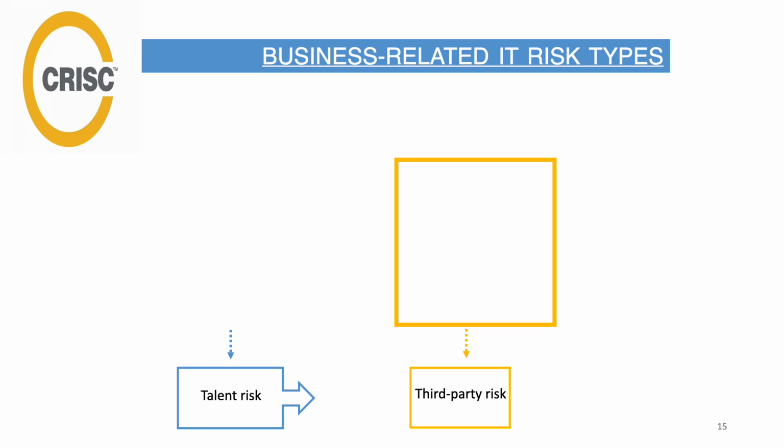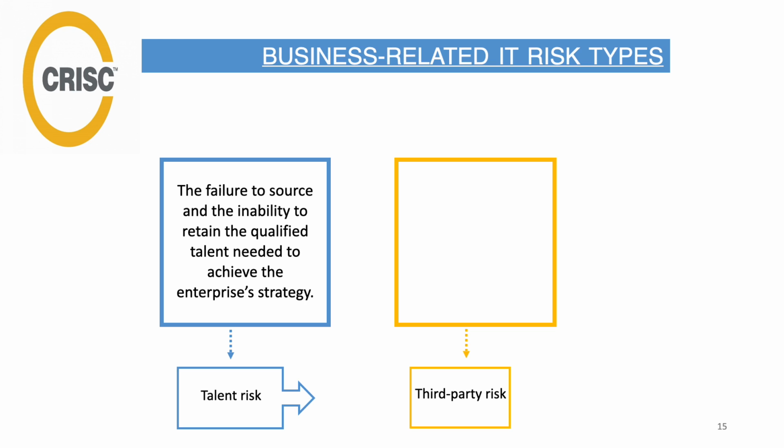Next in line is the talent risk. What is the talent risk? Talent risk is the failure to source and the inability to retain the qualified talent needed to achieve the enterprise strategy. In this, the process is assessing your current technical and professional capacity compared to the expected, aligning your organization around which risks are a priority, and then taking mitigating actions to level workload or transfer knowledge and skills to reduce the highest risk.